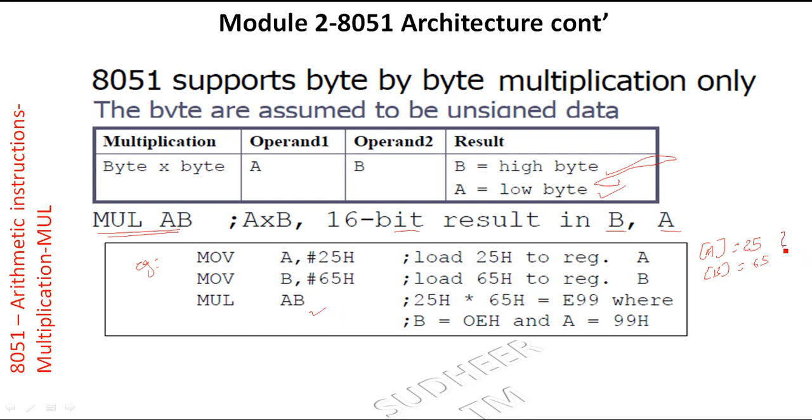Remember, the multiplication is in the hexadecimal system, not in decimal. It won't multiply 5 into 5 is 25 and so on; the result will be in the hexadecimal number system. On multiplication, we get the product E99, which is 25 into 65 in hex. So B is equal to 0E, and the accumulator will be 99. The programmer should inspect both the B and A registers to get the product.